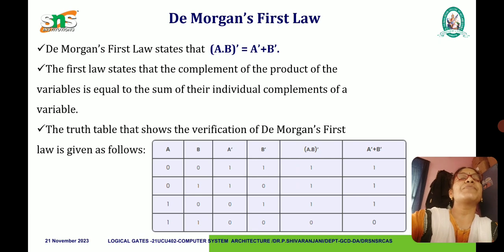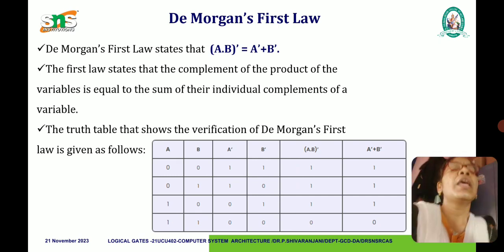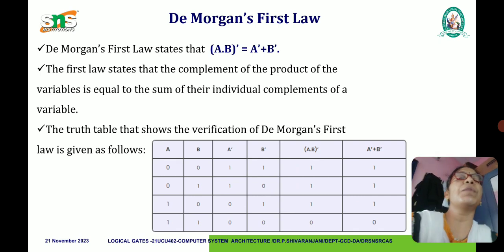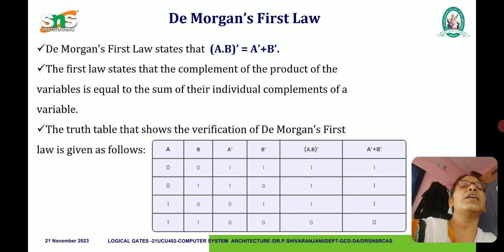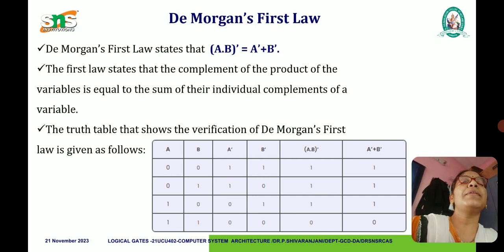There are two different types of De Morgan's law. One is called the first law, and the second one is called the second law. In the case of the first law, the inverse of A dot B is equal to A inverse plus B inverse. The first law states the complement of the product of the variables is equal to the sum of their individual complements.